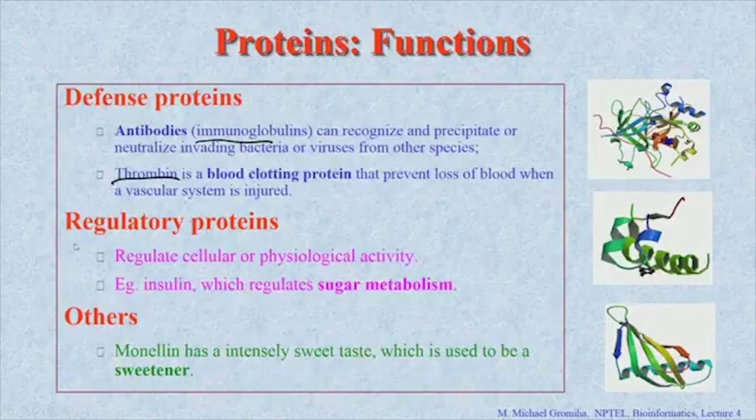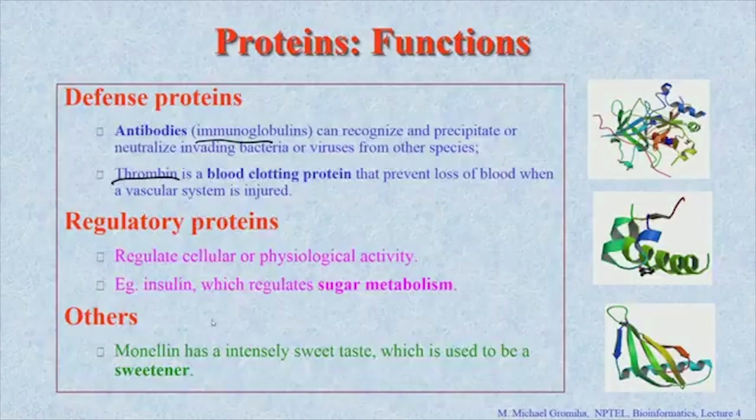Then there are some proteins acting as regulatory proteins, which regulate cellular and physiological activity. For example, insulin, right, this is a very well known example. It regulates sugar metabolism. So if you have diabetes, you need to have insulin, right. This is the one which regulates cellular physiological activity.